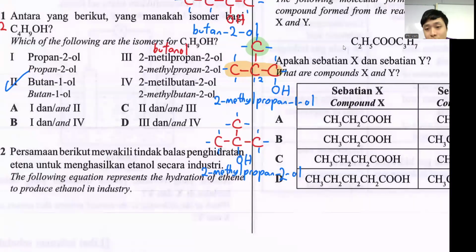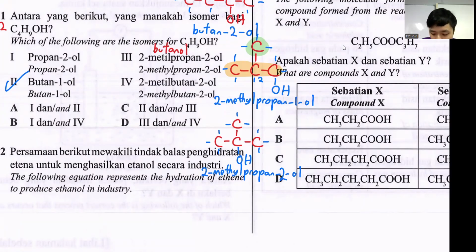The drawing branch, just write CH3. Yeah, correct. I can just write it shortcut, but in SPM, better not. In further study, you can shortcut. But for SPM, better not. But yes, it can be written in shortcut.